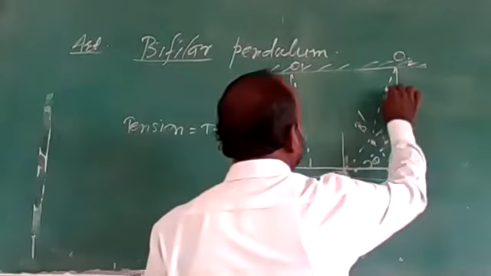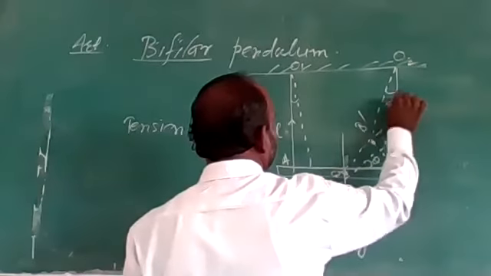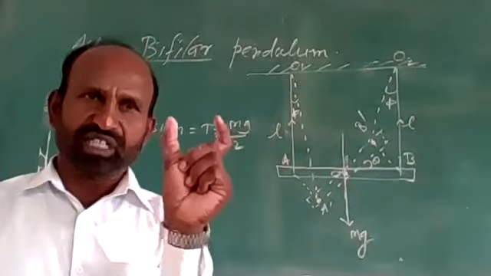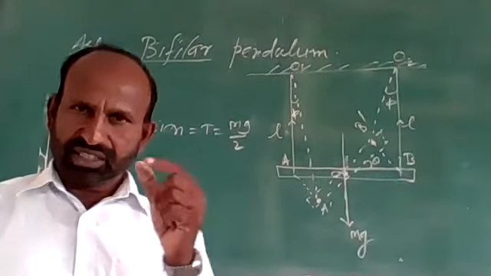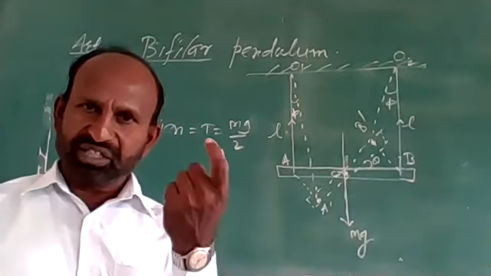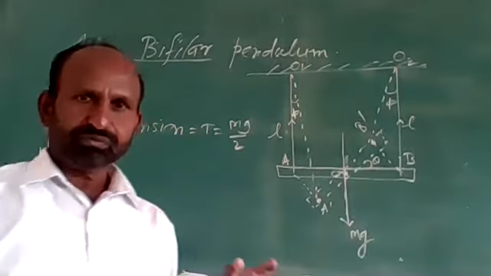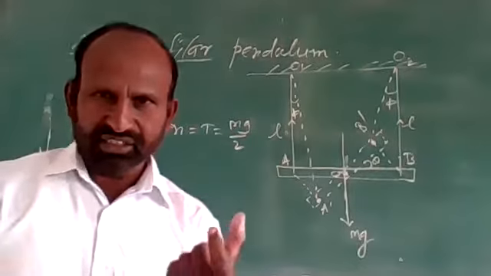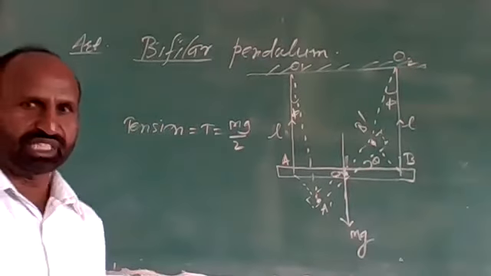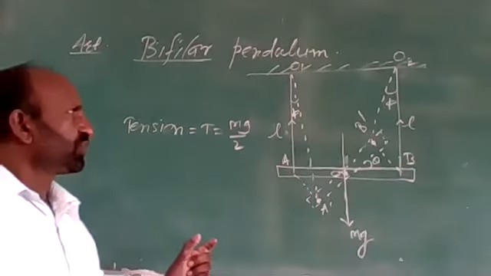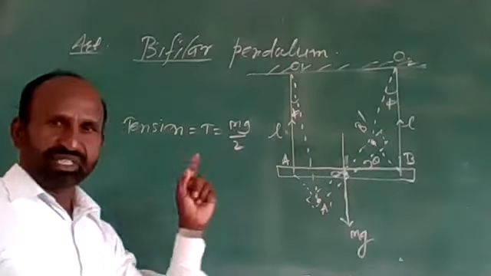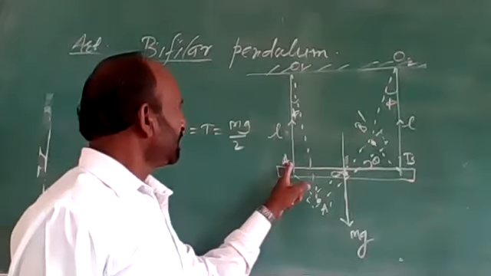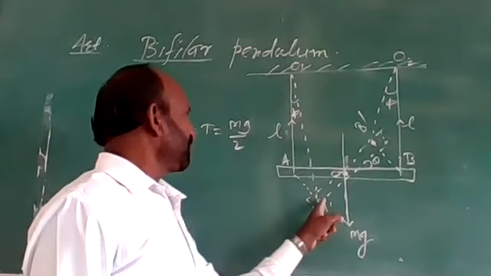So these threads also get displaced through a small angular displacement phi. Phi is the angular displacement of the threads, and theta is the angular displacement of the bar. So AB is the initial position, and when that bar is displaced, it will take the new position A dash B dash.